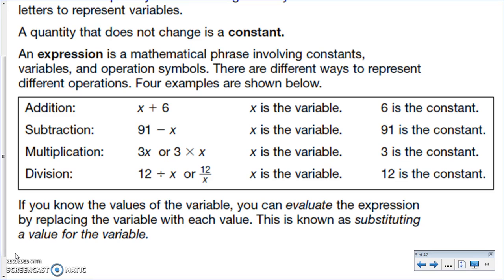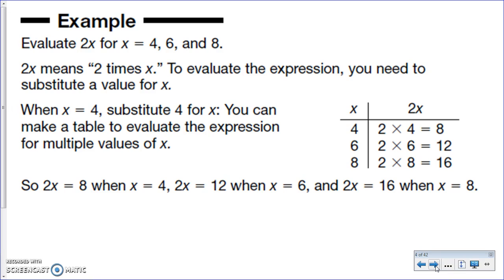If you know the values of the variable, you can evaluate the expression by replacing the variable with each value. This is known as substituting a value for the variable. Example, evaluate 2x for x equals 4, 6, and 8. So 2x means 2 times x. To evaluate the expression, you need to substitute a value for x. When x equals 4, we substitute 4 for the x. You can make a table to evaluate the expression for multiples of x.